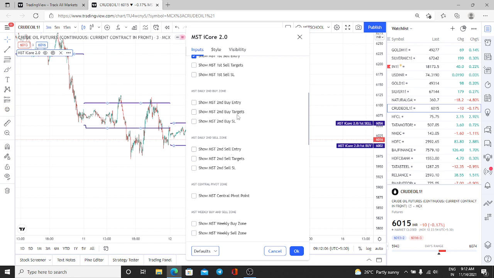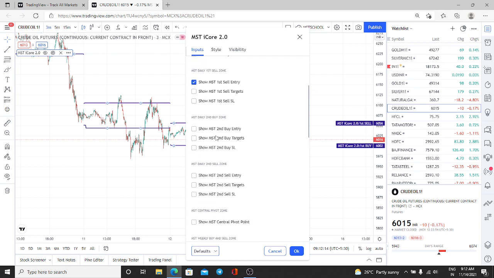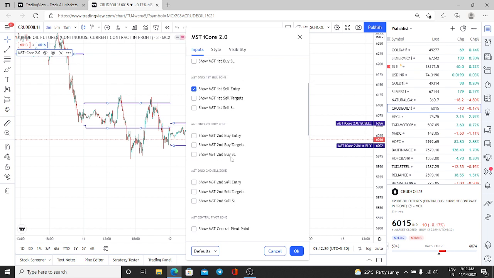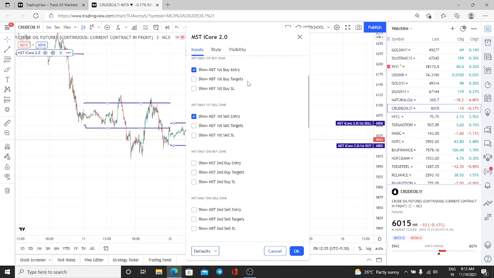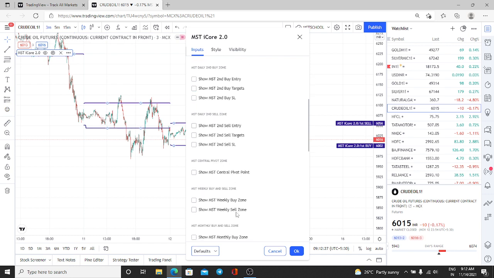Suppose the market has directly activated second buy, at that time you can trade. Suppose the market has activated first buy, then it is continuing to second buy also. At that time also you can trade with the second buy targets and second buy SL. If first sell SL hits, then you have to go for the second buy. If first buy SL hits, then you have to go for the second sell.